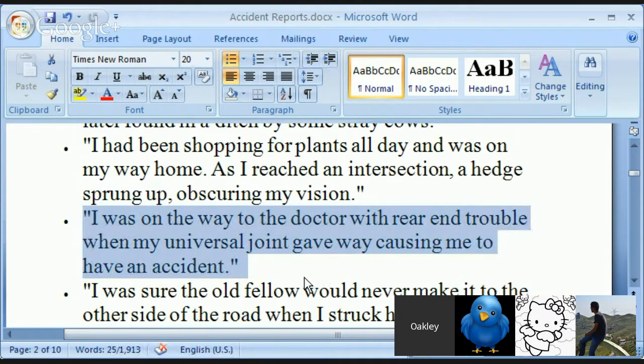Heidi. I was on the way to the doctor with rear end trouble when my universal joint gave way, causing me to have an accident. What does it mean, universal joint?